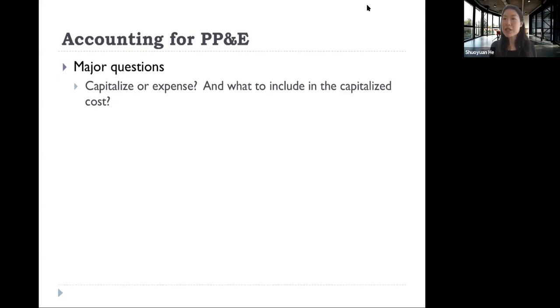And if the firm decides to capitalize an item, then the question is what to include in the capitalized cost. For example, if the firm spent $100 purchasing a desk, then $100 is the capitalized cost of the desk. In other words, it's the $100 the firm should put on its balance sheet as the value of the desk. That is a very simple example, but it can get more complicated. That's why it is an accounting question here.